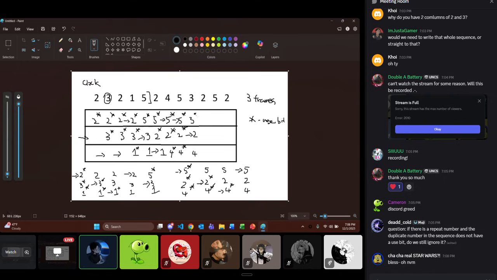Okay, cool. Now, so to repeat the question somebody else asked, if there is a repeat number and the duplicate number in the sequence does not have a use bit, do we still ignore it? Now, in this case, right, 2 already exists in the pages, but it doesn't have a use bit on it. And we're using 2, right? Because we need to use 2 now. So what do we need to do? We need to actually mark it as a use bit.